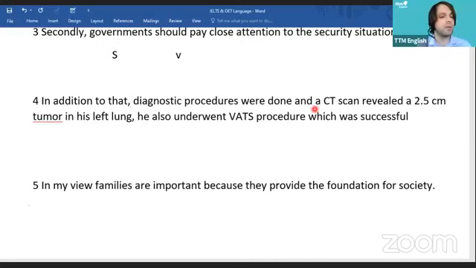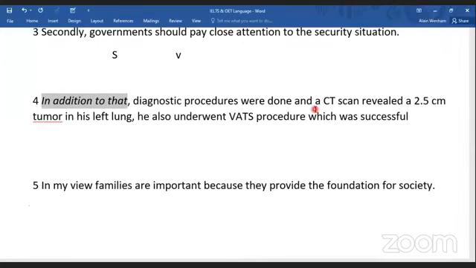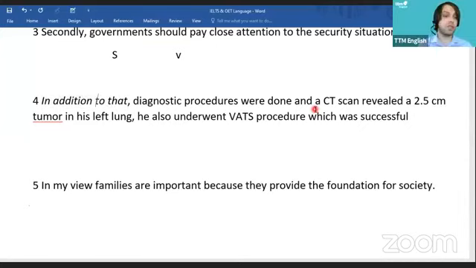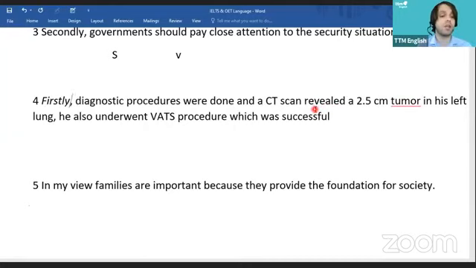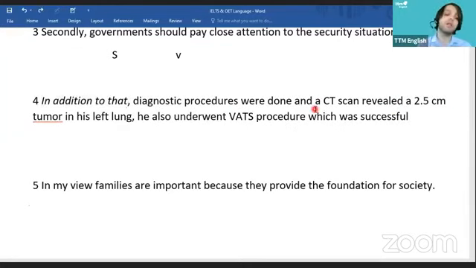It's not a relative clause. What is it? Secondly, firstly, like a sequence. Yeah, it's just a linker. Like it's like saying firstly. Yeah, firstly. Exactly. So we need the comma just because it's linking to a previous idea. A previous sentence.